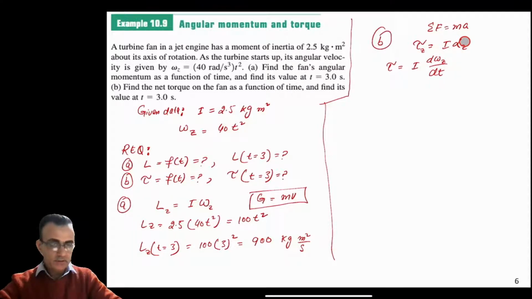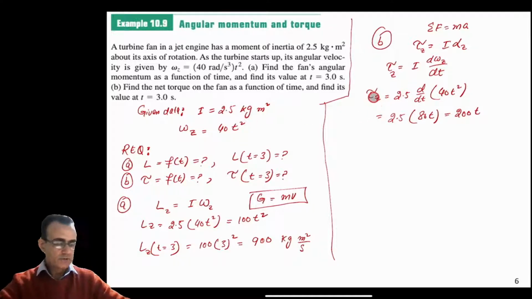So tau here, I is given, 2.5. Now you just differentiate 40 t squared with respect to t, which becomes 80 t. Multiplying by 2.5, this becomes 200 t. This is the tau z that you can calculate here. So tau z is equal to 200 t. So this was required here.